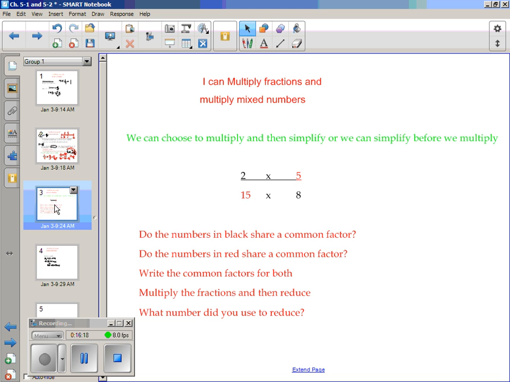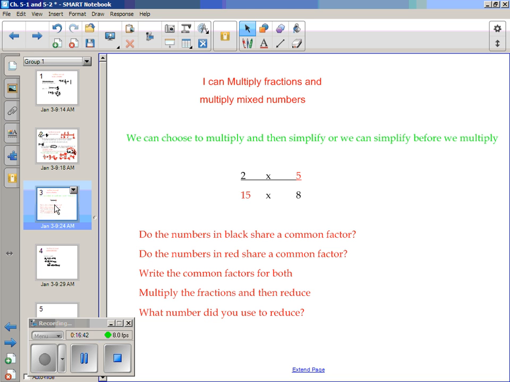Now, some of you are going to say, Mr. Martin, come on. I don't want to do that. So then you might want to choose this method. And it says we can choose to multiply and then simplify. That means you just got to multiply the numbers as is. Or we can simplify before we multiply. Okay? So I want to show you.